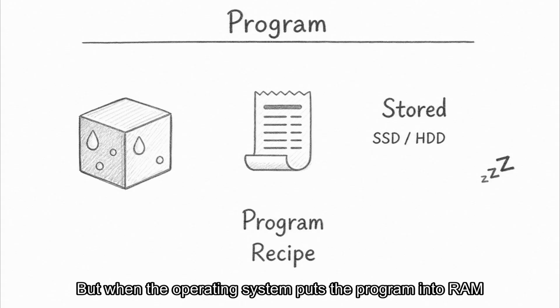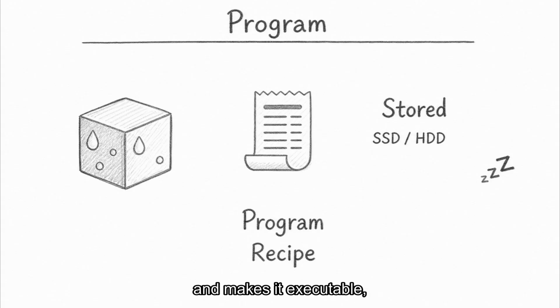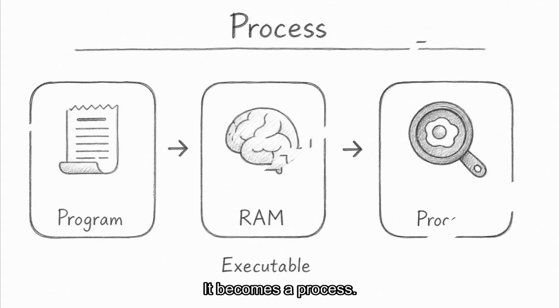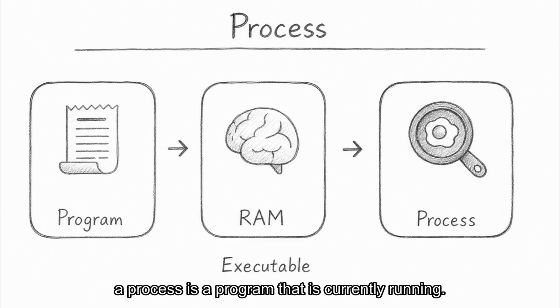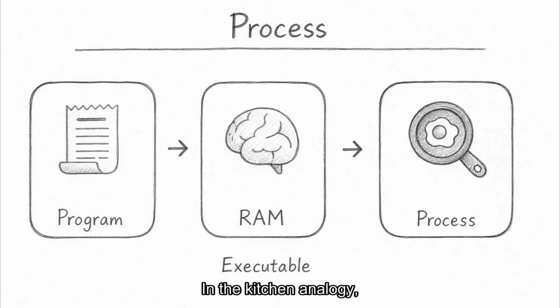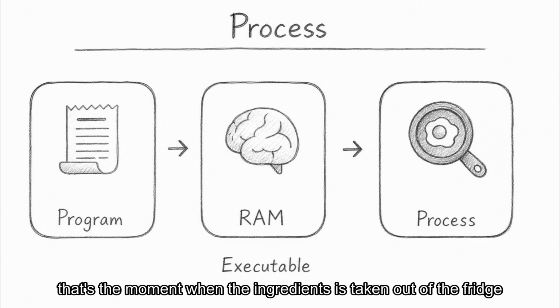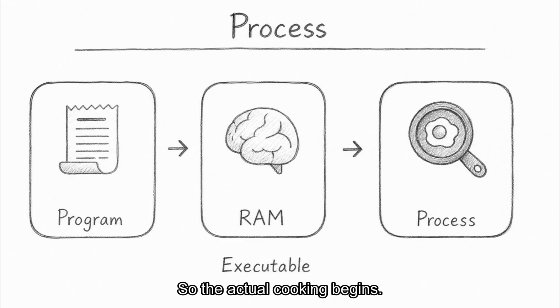But when the operating system puts a program into RAM and makes it executable, it becomes a process. In other words, a process is a program that is currently running. In the kitchen analogy, that's the moment when the ingredient is taken out of the fridge and onto the countertop, so the actual cooking begins.